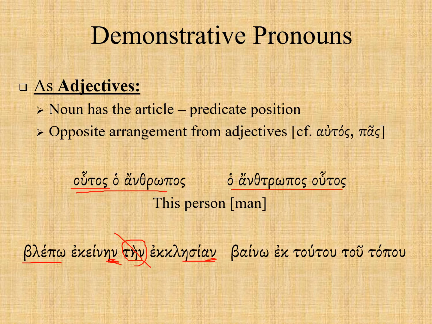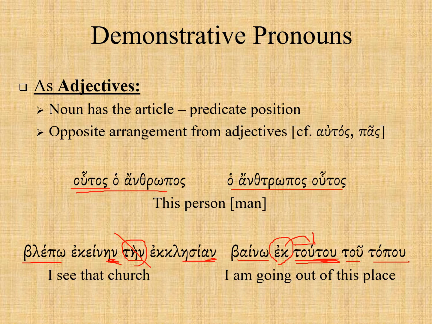And the next example, baino, I go out, and the preposition ek, out of. Then we have tutu, this, obviously in genitive case because it is followed by the preposition ek. I go out of this topu, the place. I am going out, or I go out of this place.